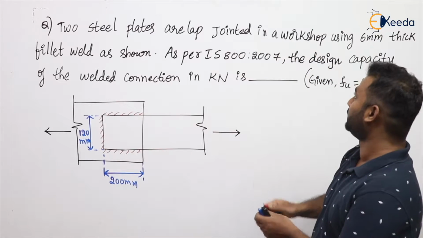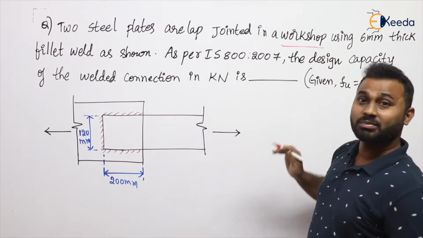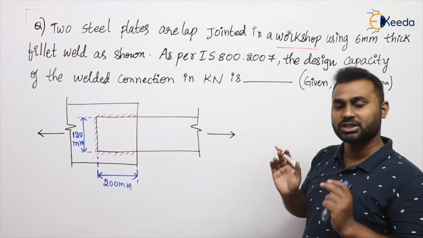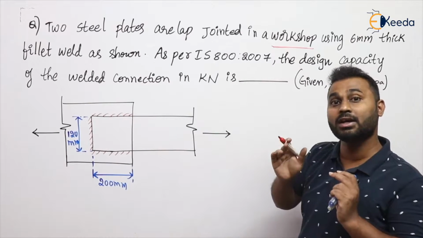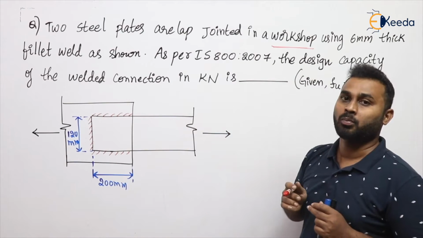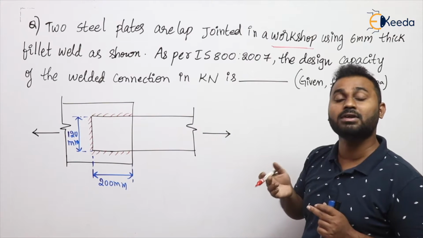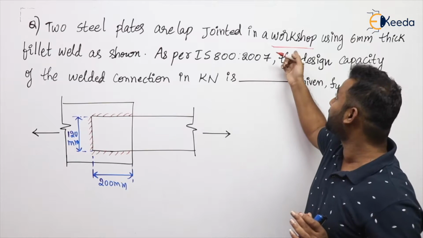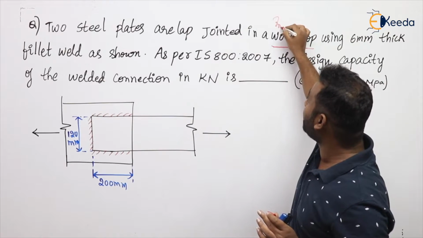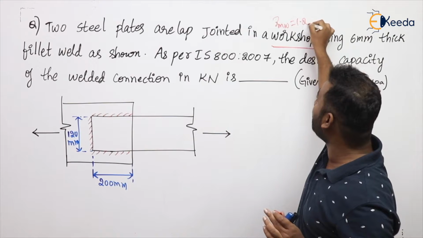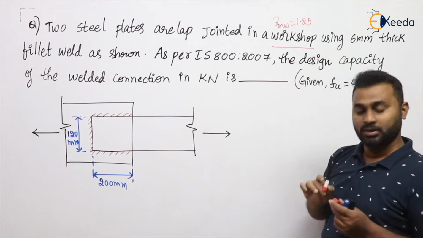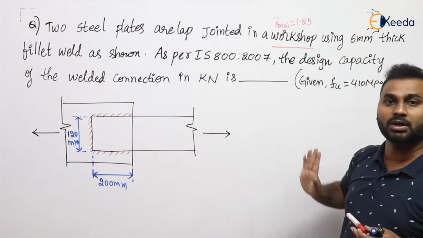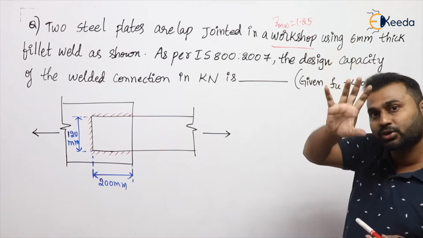See your information. There exist some keywords and some key information in the question. Just by identifying those key points, or you can say keywords and key information in the question, we can solve that question easily. Clear, everyone? So workshop means here the partial factor of safety for weld material is 1.25. This is the point that should strike your mind.